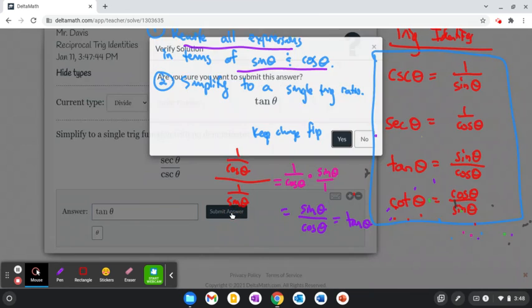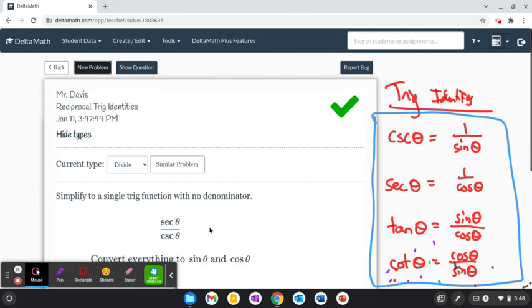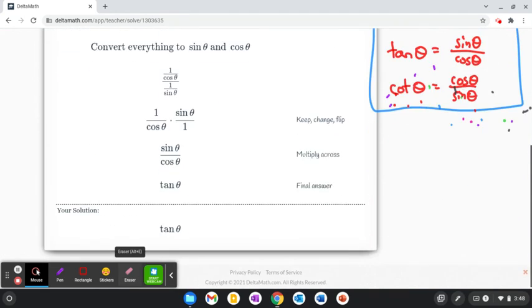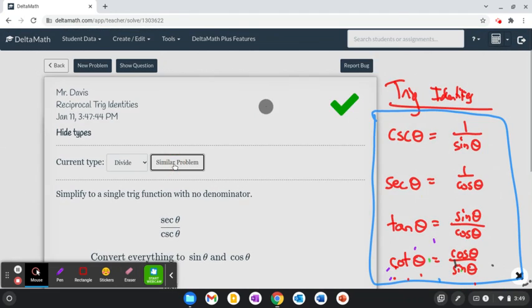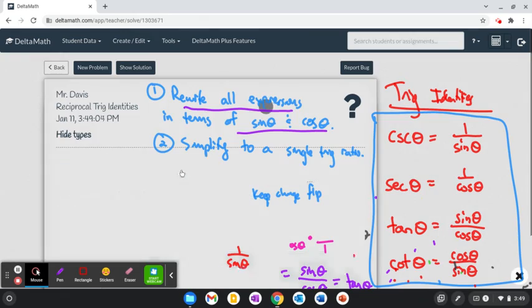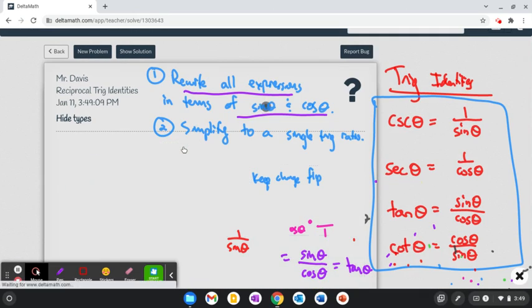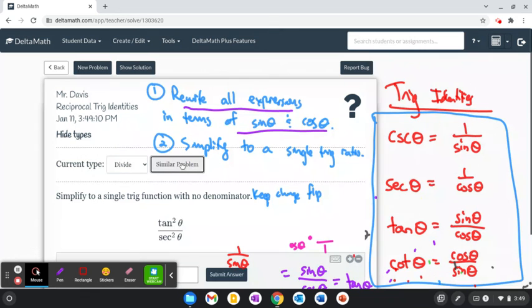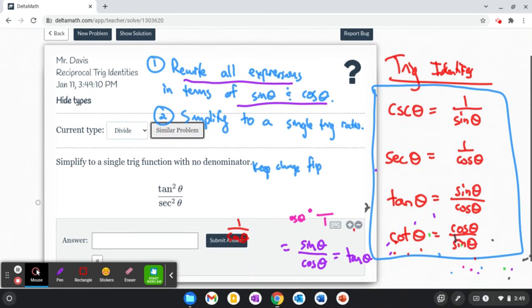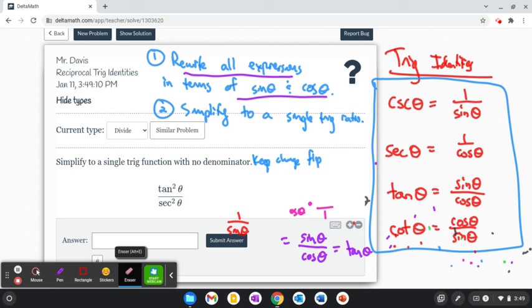So while no two problems are exactly the same, the strategy is the same. As long as you follow that and convert them both to sines and cosines, then we're basically just going to either cancel or keep, change, flip, something like that. You can see all these are pretty similar. Here's a squared one. Maybe I'll just take a quick look at that one first before I end this here.